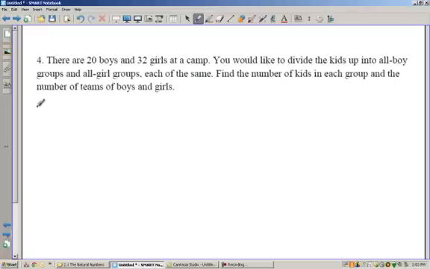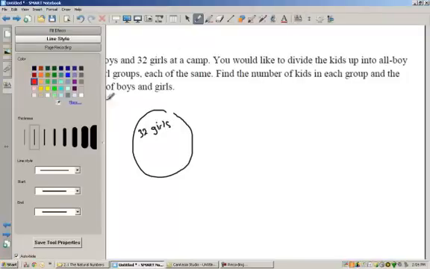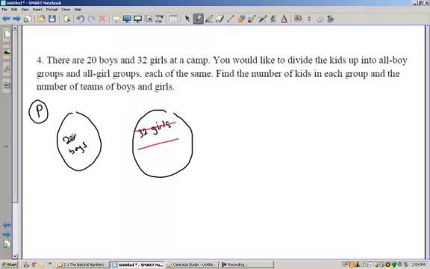So what I would like to do first here is probably draw a picture, right? So I'll just write P for picture. I have 20 boys, and I have 32 girls. And what I would like to do is divide these up into all boy and all girl groups. I'm not sure how yet, but divide them up some way, so I get a bunch of boy groups and a bunch of girl groups, but all the same size.